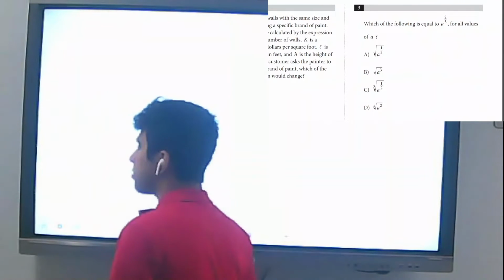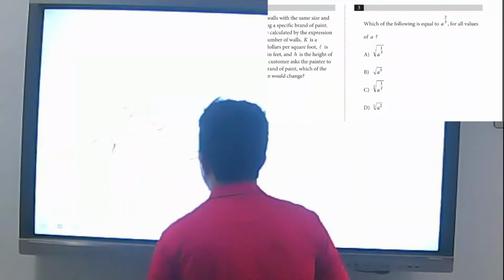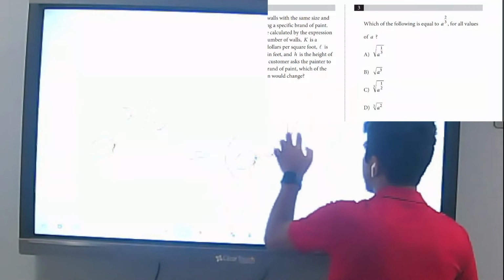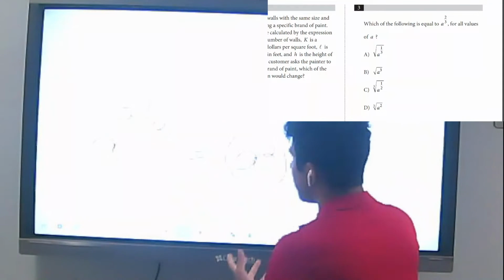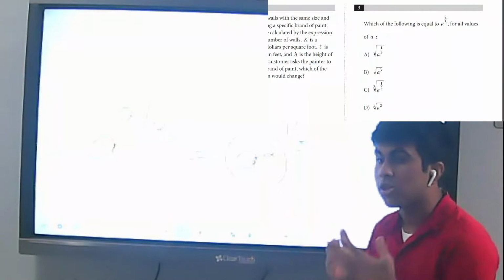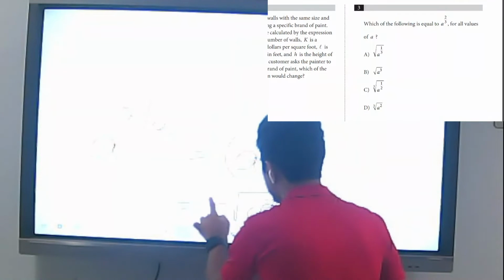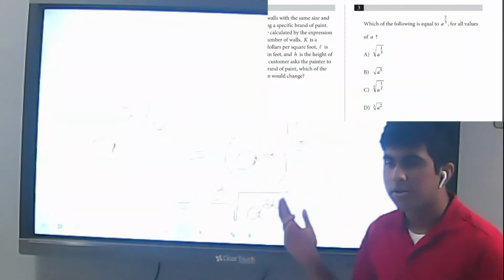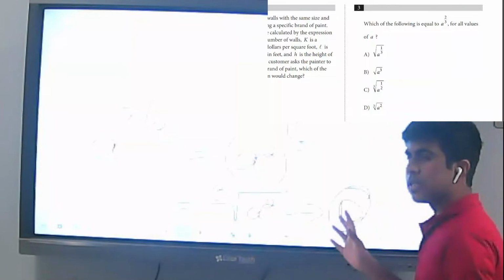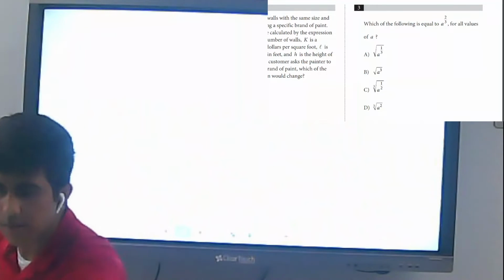Which of the following is equal to a to the 2/3? Okay. So by remembering exponent rules, we can remember that this is a squared to the 1/3, right? Because when you have this, you just multiply the 2 and the 1/3 and you get 2/3. Now, anything to the 1/3 is going to be the cube root of that. So you can write this as the cube root of a squared. The cube root of a squared is choice D. So that's our answer.